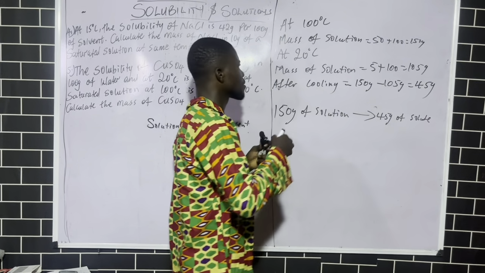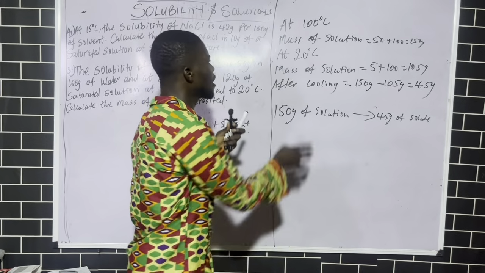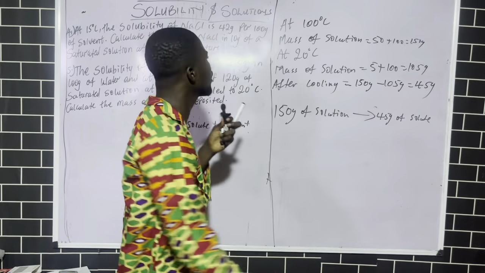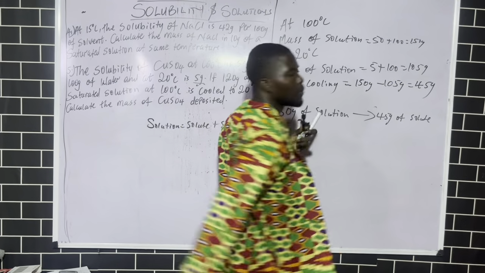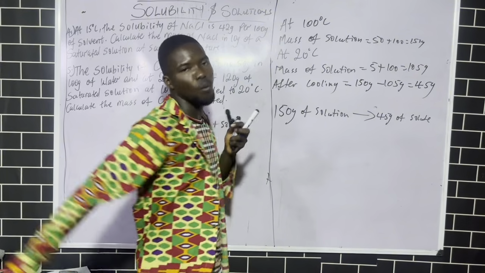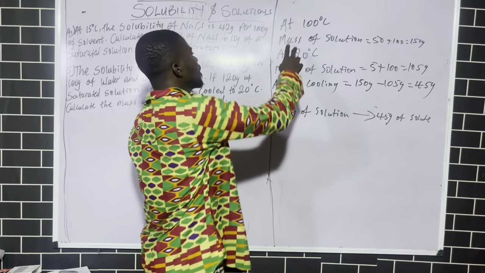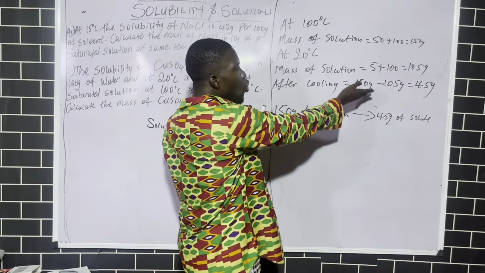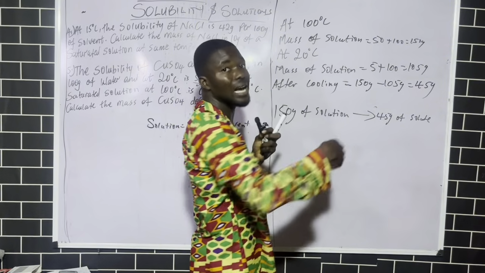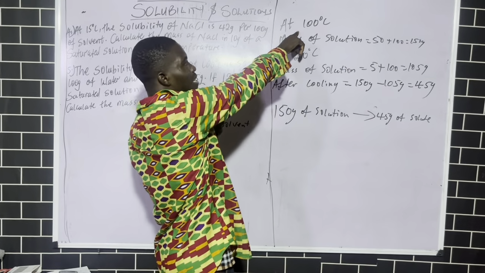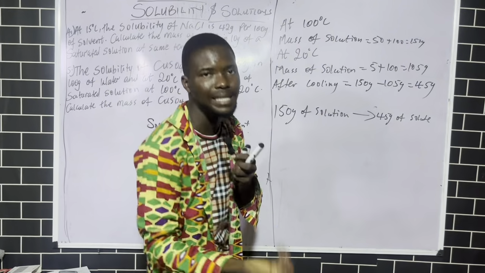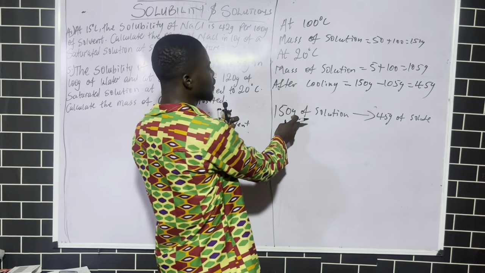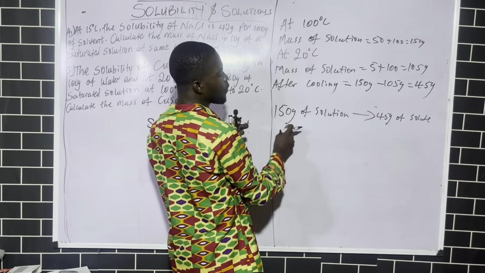Now the question is, why did I not use 20 degrees? Why did I not use the mass of solution at 20 degrees? Why am I using the mass of solution at 150 gram, the mass at 100 degrees? I'm using the mass at 100 degrees because the higher the temperature, the higher the saturation point. I can't use the low to find it. I have to use the high one, the one at 100 degrees Celsius. If it is between 50 and 10, use the one at 50 degrees Celsius. Are you following me now? So let's go. 150 gram, that's at the higher temperature, 150 gram of solution.